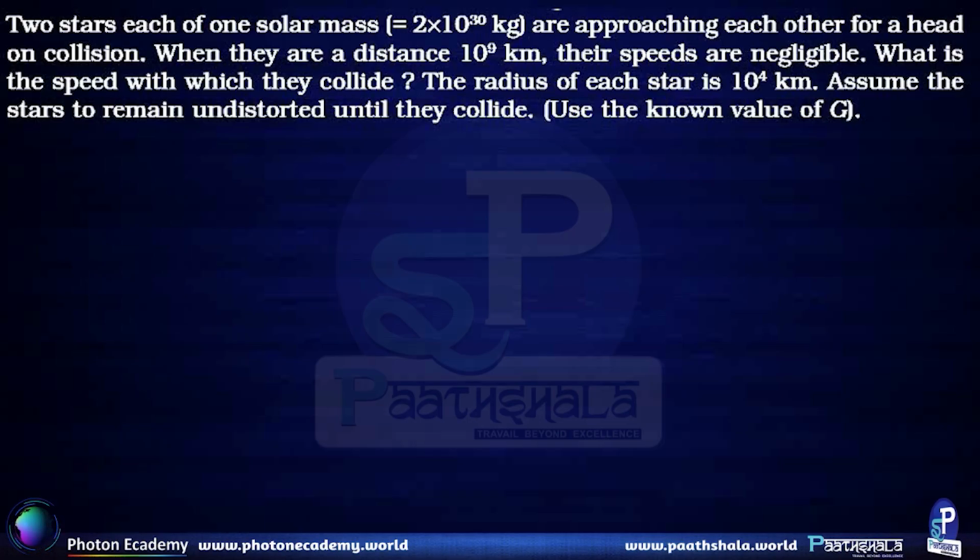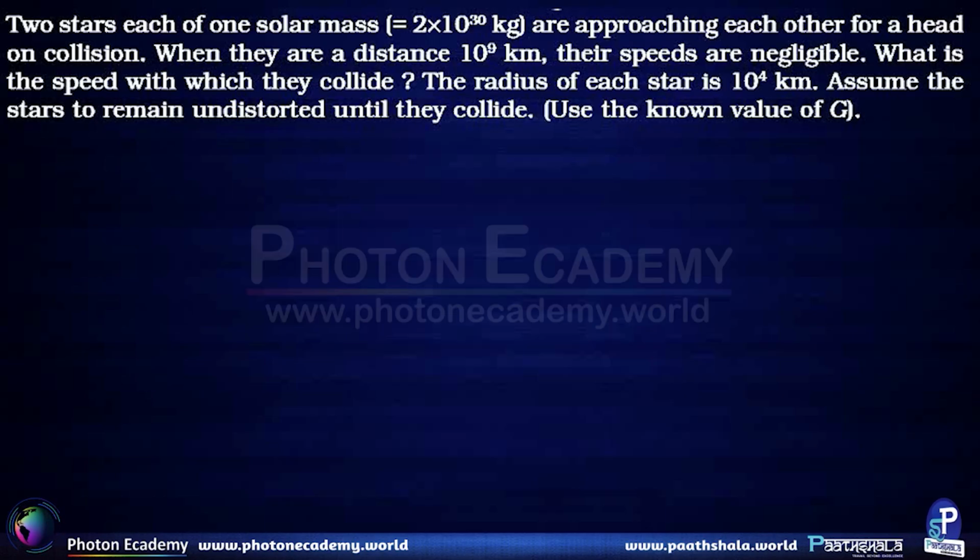Two stars, each of one solar mass, are approaching each other for a head-on collision. When they are at a distance of 10^9 kilometers, their speeds are negligible. What is the speed with which they collide? The radius of each star is given as 10^4 kilometers.